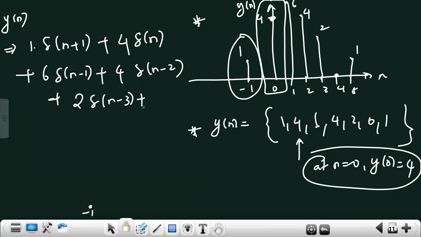Now, can you tell me the next term at n equal to 4? Geetanjali, tell me the next term at n equal to 4. Do you have any signal over there? No, sir. No, so you can leave that. 0 into anything is 0. So there is no need to represent the signal at n equal to 4. Now you just represent the signal at n equal to 5.